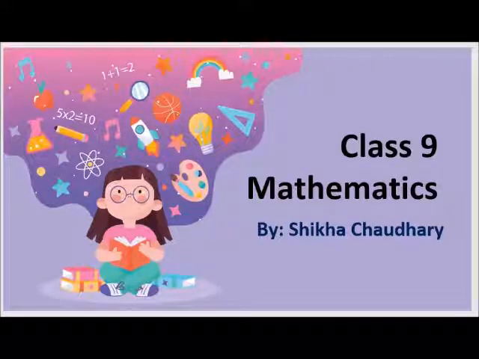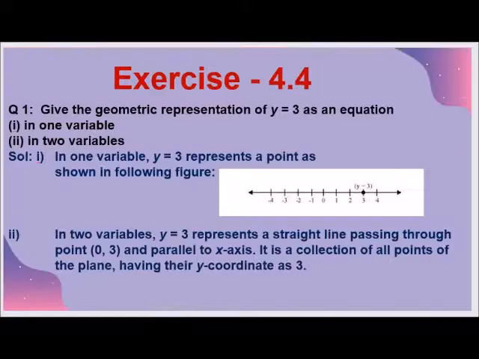Hello students, today we'll discuss our last exercise of chapter number 4, that is exercise 4.4. Our first question is, give the geometric representation of y equals 3 as an equation in one variable and in two variables. So here it is y equals 3.